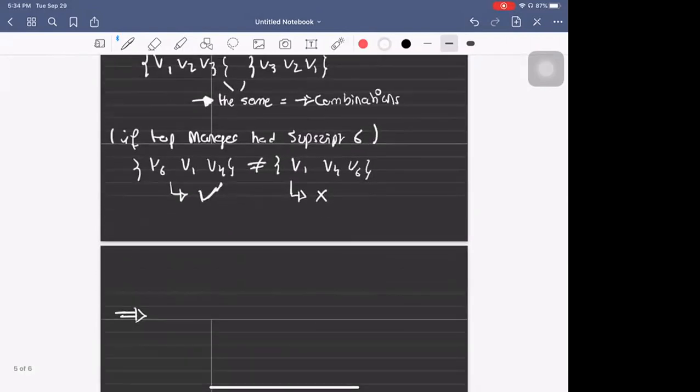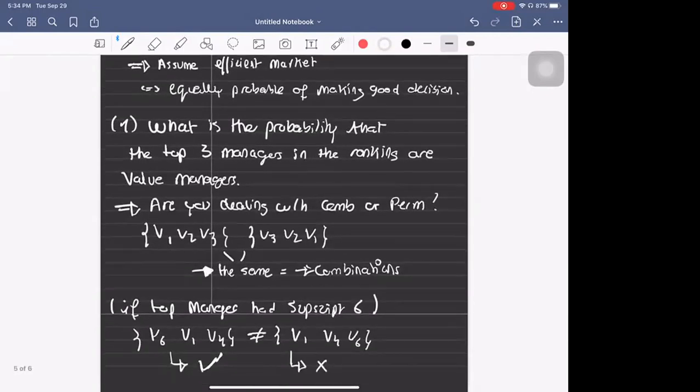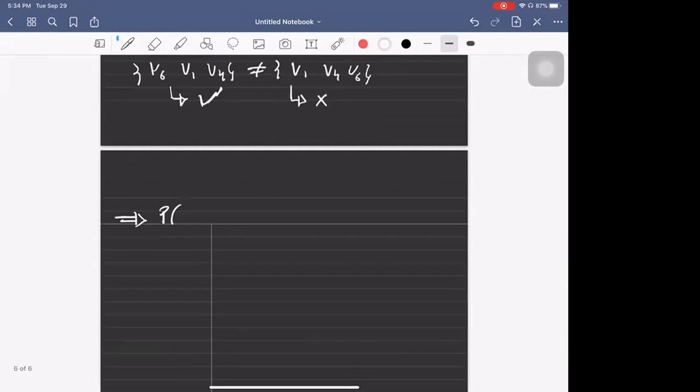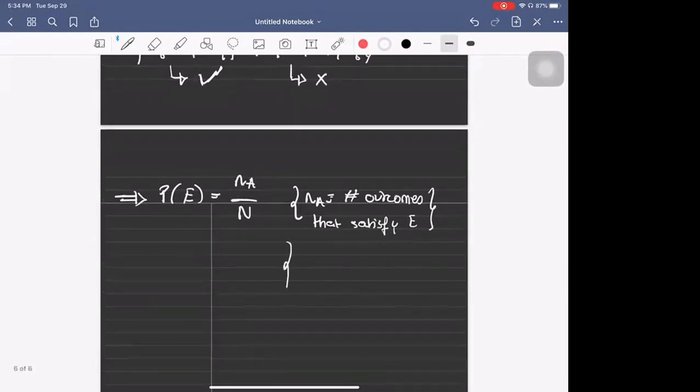The second thing is calculating the probability. Call it event E, just for the sake of facility. You always want to go about P(E) equals N_A over N, where N_A equals the number of outcomes that satisfy E, and on the other hand, N is the number of possible outcomes in the experiment.